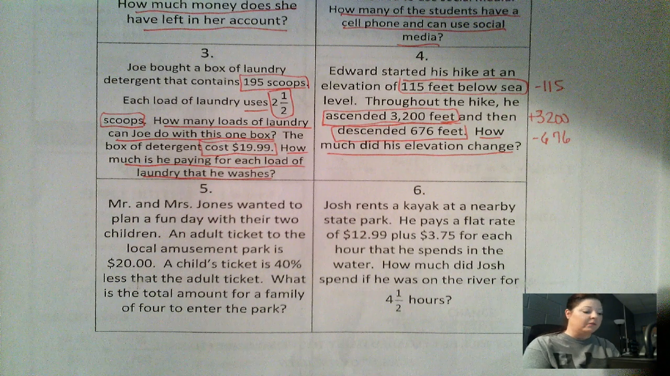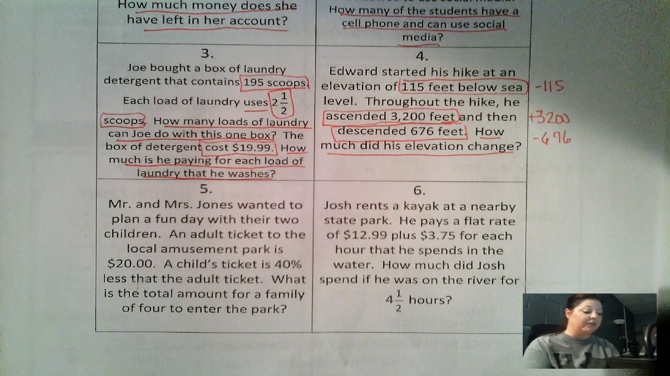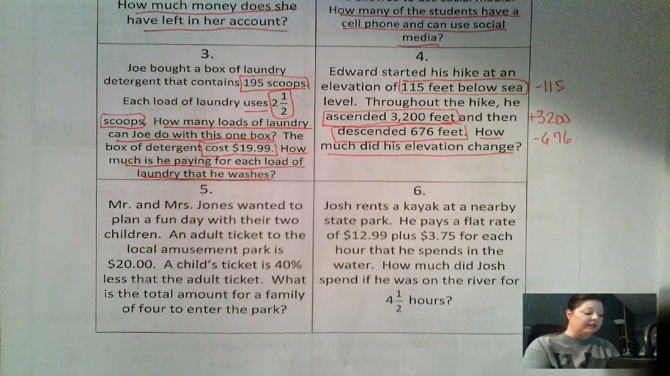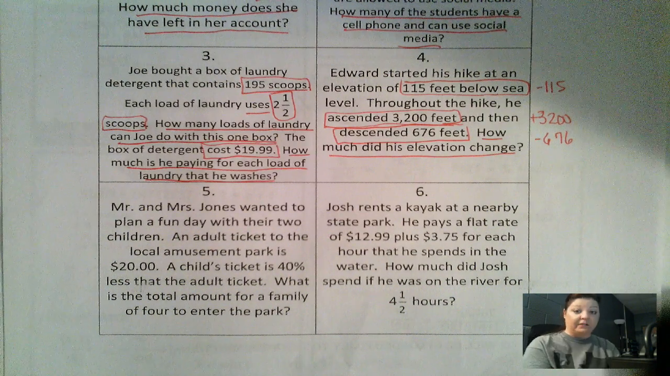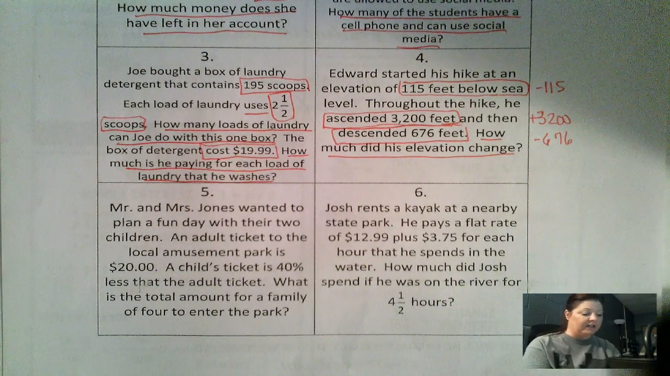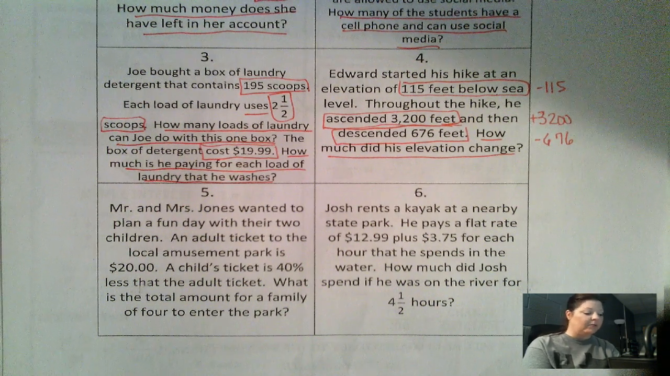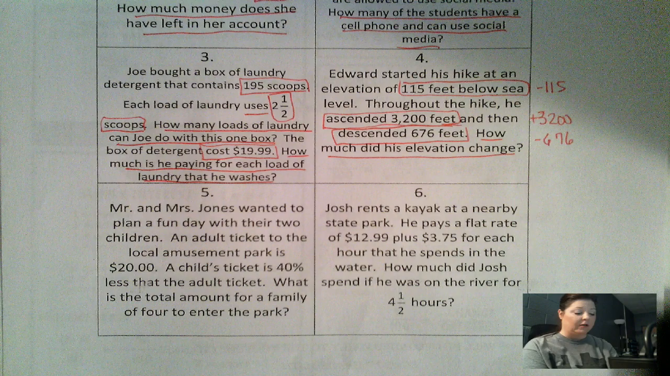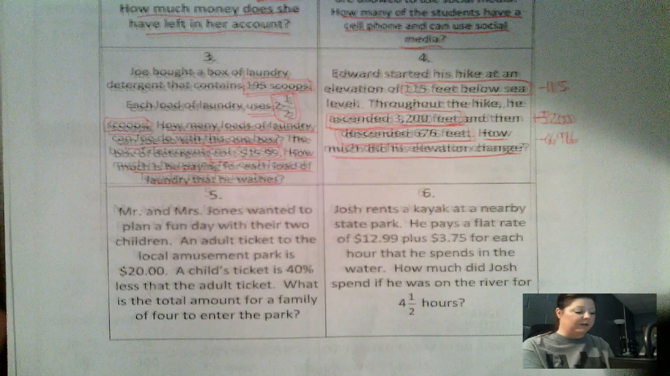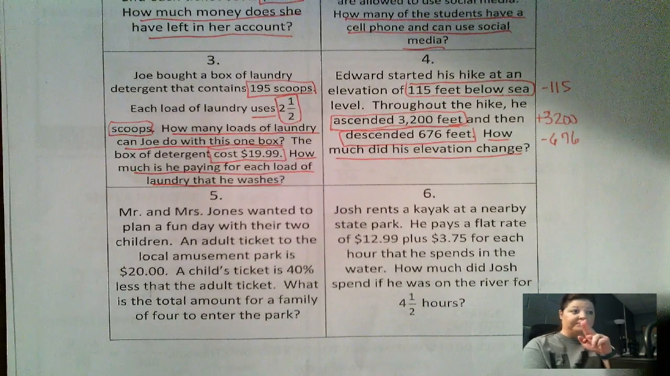Number 5 says, Mr. and Mrs. Jones wanted to plan a fun day for their 2 children. An adult ticket to the local amusement park is $20. The child's ticket is 40% less than the adult's ticket. What is the total amount for a family of 4 to enter the park? Okay, so let's think about this. We have 2 adults and 2 kids, right?